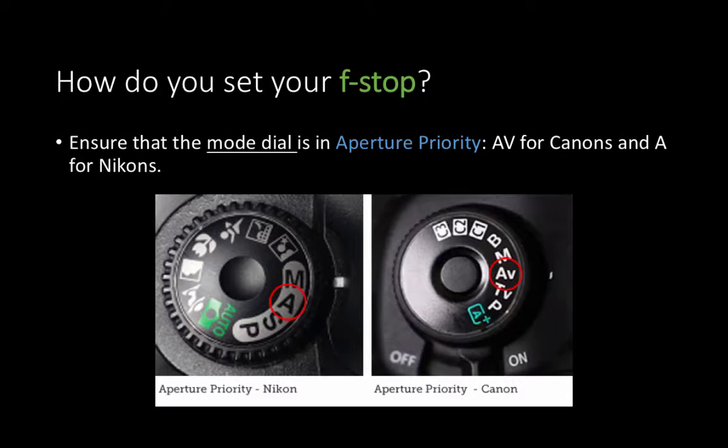So how do you set your f-stop on the camera? First you have to set your mode dial. Your mode dial is the one that has all the icons and letters on it. You want to set it to aperture priority. That means that you're going to be in control of the size of the aperture. It's a little bit different for Canons and Nikons: for Canons you want to set it to AV, and for Nikons you're going to set it to A. In both cases it's the same thing.